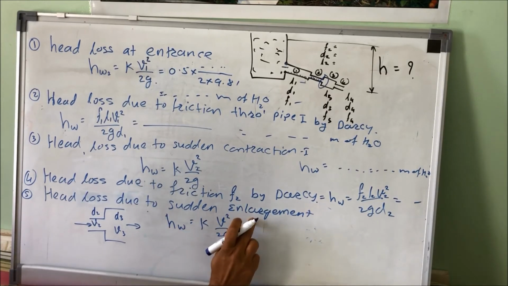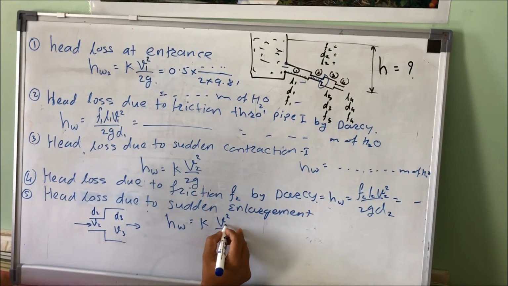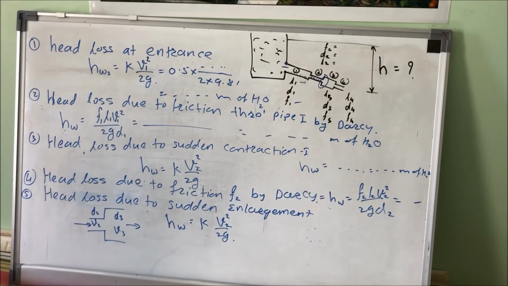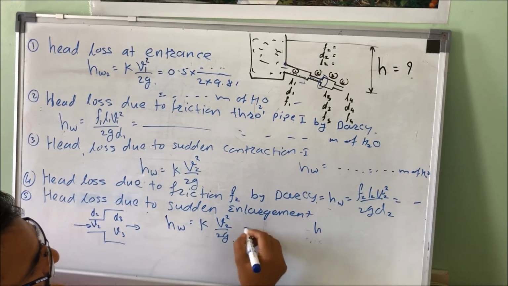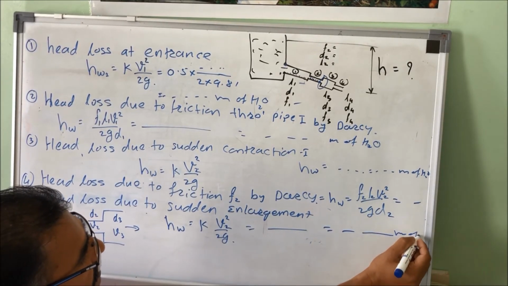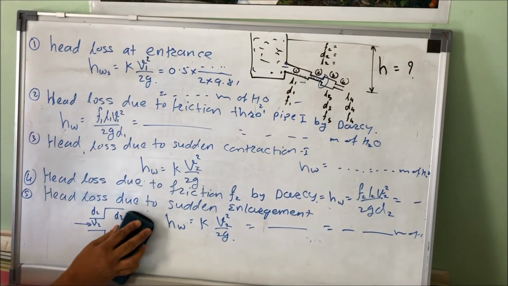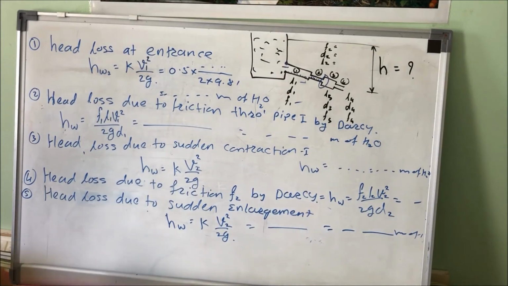So this is sudden enlargement, sudden contraction, outlet velocity. Sudden enlargement, inlet velocity. What is the inlet velocity? V2 here. Okay, so you know the formula, you can put the values and get the answer, and you can write your answer in meters of H2O. I will erase this now. Now come to the 6.